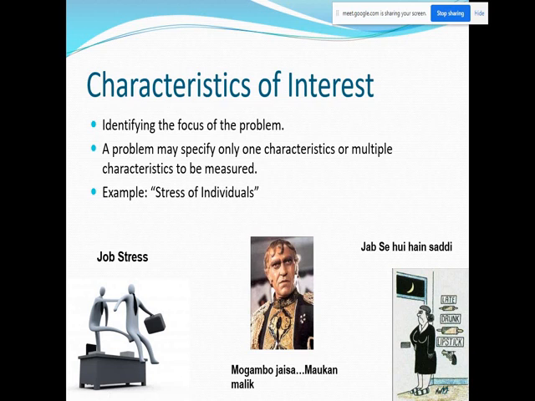So all these things are adding up to his job stress. So when you actually focus on a particular variable of interest, there might be other variables which might influence your main variable under consideration. So this is the concept of intervening variables.